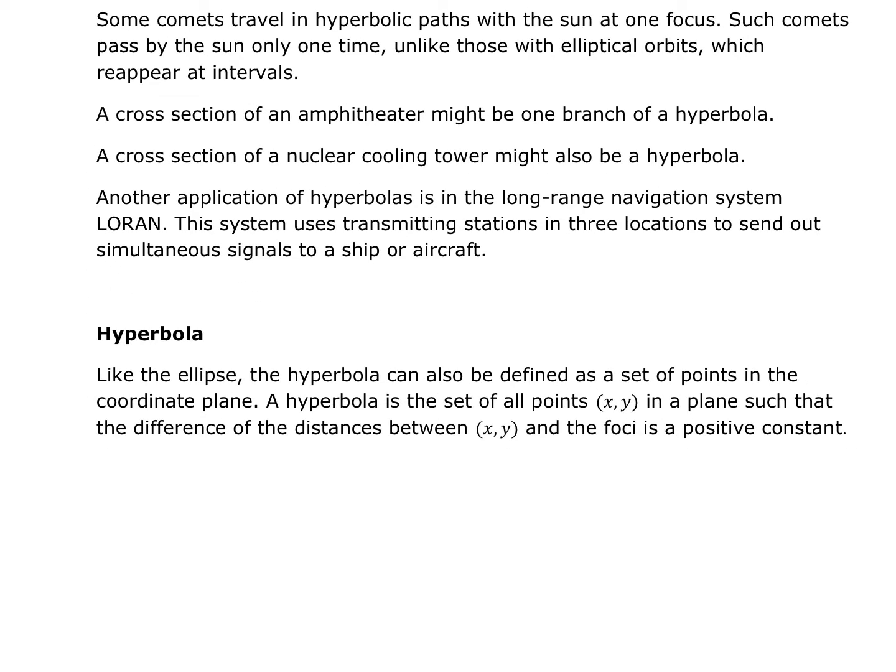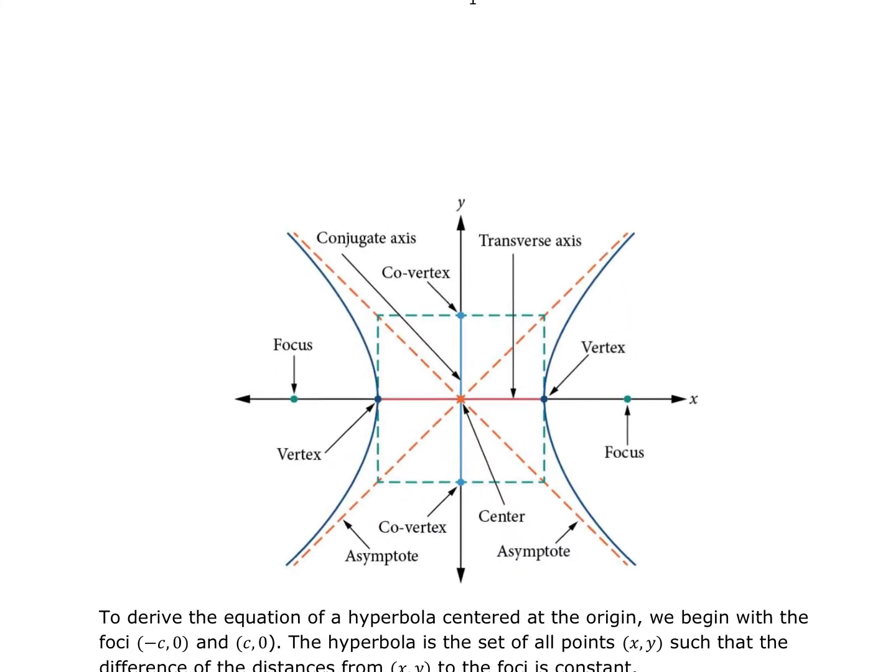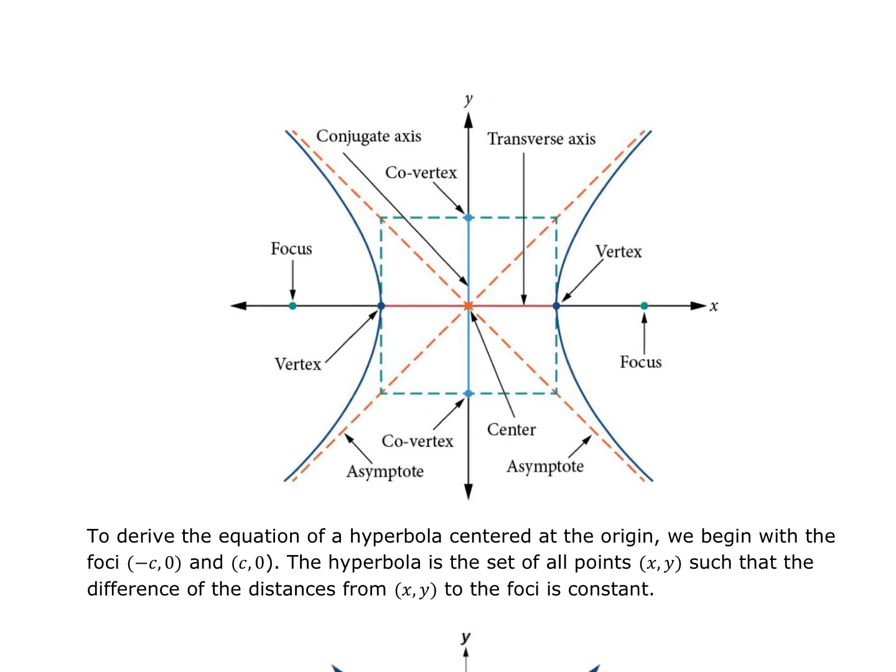So what is a hyperbola? Well, we're going to define a hyperbola as the set of all points in the coordinate plane, again, the xy plane, where the difference of the distances to the foci is always a positive constant, slightly different than the way that we look at an ellipse.